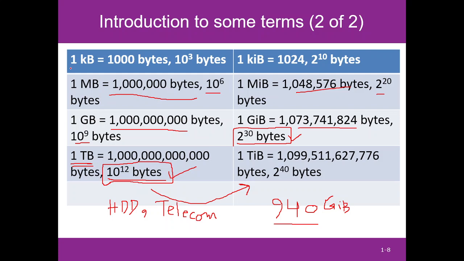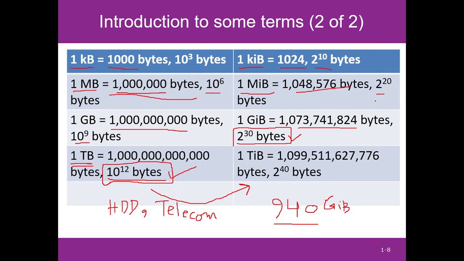Whenever we write 1 KB, it means 1,000 bytes. And whenever we write 1 KiB, K-I-B, we will read it as KiB, we mean 1,024 bytes, which is 2 raised to the power 10. Whenever we write 1 MB, we will mean 1 million bytes, 10 raised to the power 6 bytes. And whenever we write 1 MiB, we will mean 2 raised to the power 20 bytes.